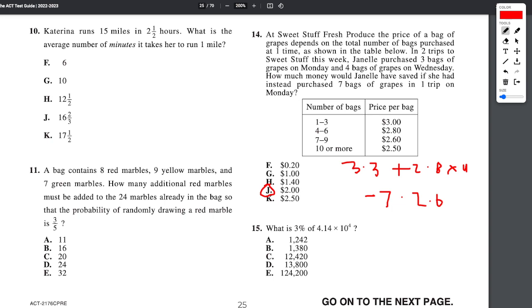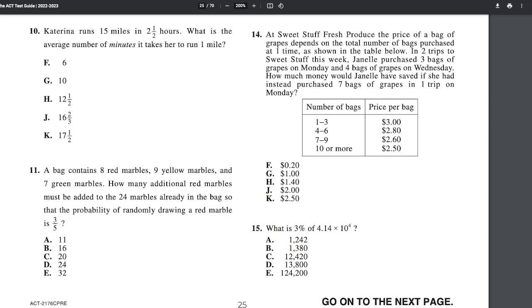Okay, 15. That's just a calculator problem. Just do 4.14 times 10 to the power of 4, and then multiply that by 0.03. Should be A. You should get this. Just plug this in the calculator. Okay, so that's 15.